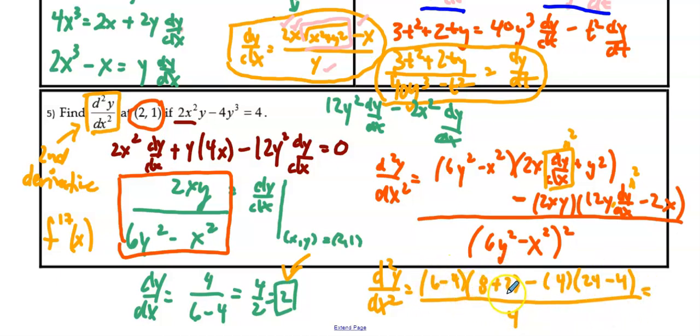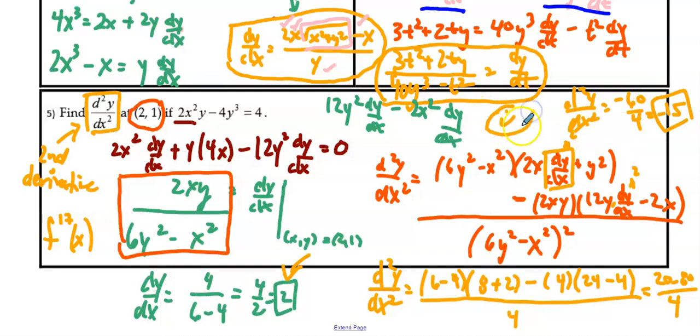But let's look at the problem and just simplify it. So this is going to be 2, and this is going to be 10. So 2 times 10 is 20. And then this is going to be 20, because 24 minus 4 is 20. 20 times 4 is 80. So we've got 20 minus 80, which is negative 60. So the second derivative is going to be negative 60 over 4, which ends up being negative 15. Okay, negative 15. My goodness, lots to do there, but we're good.